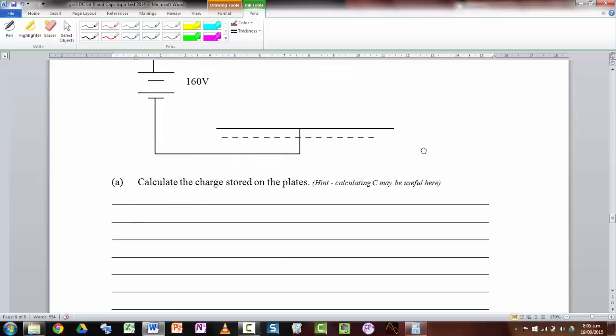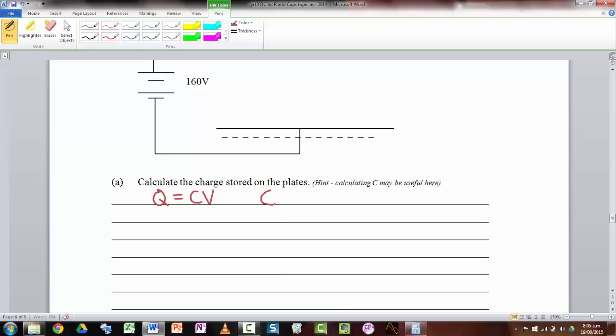Calculate the charge stored on the plates. Hint, calculating C may be useful here. Okay, so we know that Q is equal to CV. We already know V, and we're given a hint that calculating C is going to be useful. Clearly it's going to be useful here.